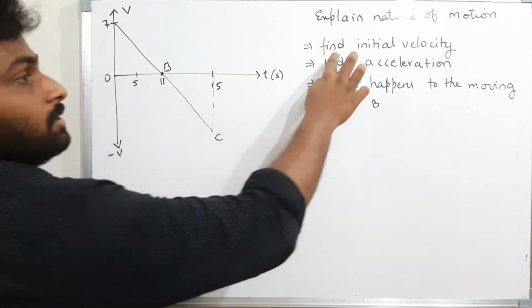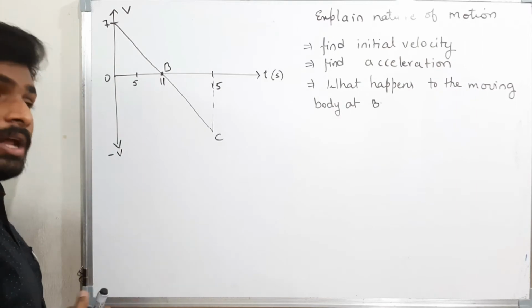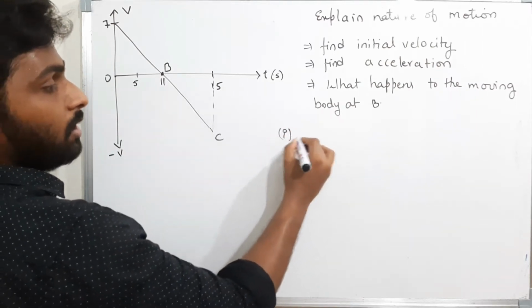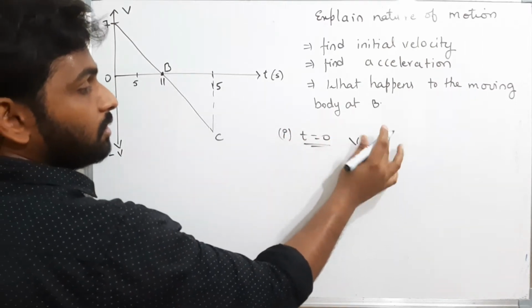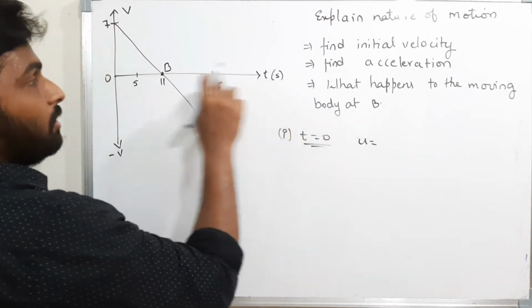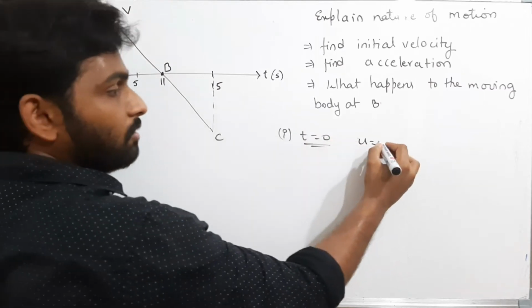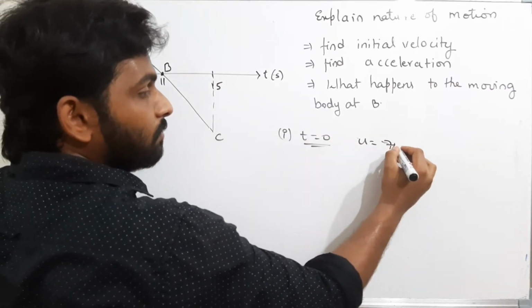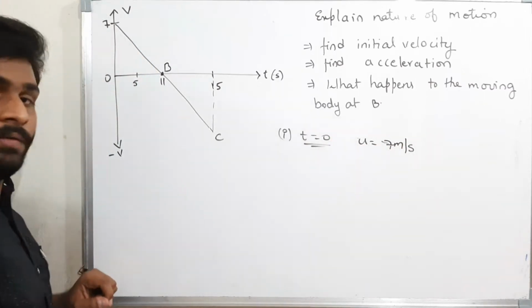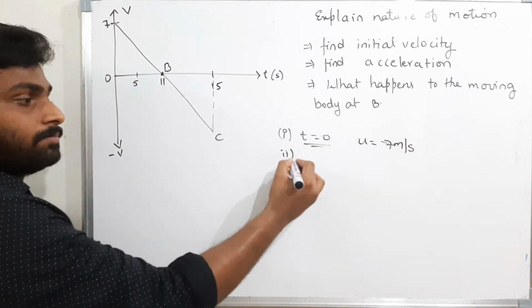Okay. First, initial velocity. Initial velocity means at time t equal to 0. At time t equal to 0, what is the velocity? The body is having a velocity 7. Therefore, initial velocity is 7 meters per second. Okay, well and good.